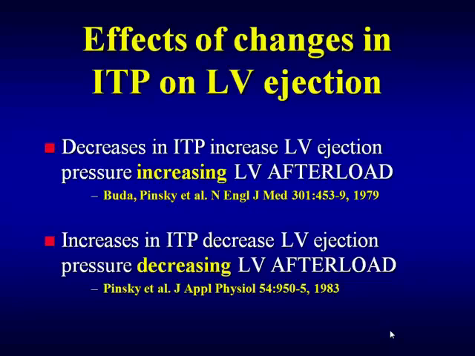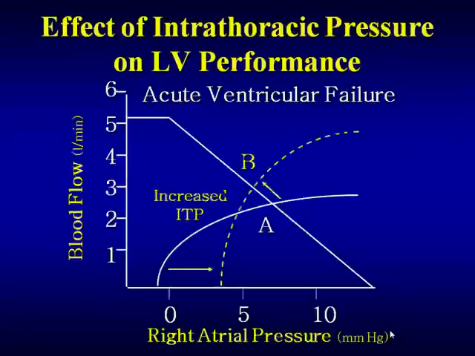Decreases in intrathoracic pressure will increase left ventricular afterload. We showed that in our New England Journal paper. But then we subsequently showed that if you increase intrathoracic pressure, that would augment the left ventricle. And that's basically the principle that, yeah, you'll be shifting the curve to the left, but if you improve contractility by decreasing afterload, you'll actually see cardiac output go up.